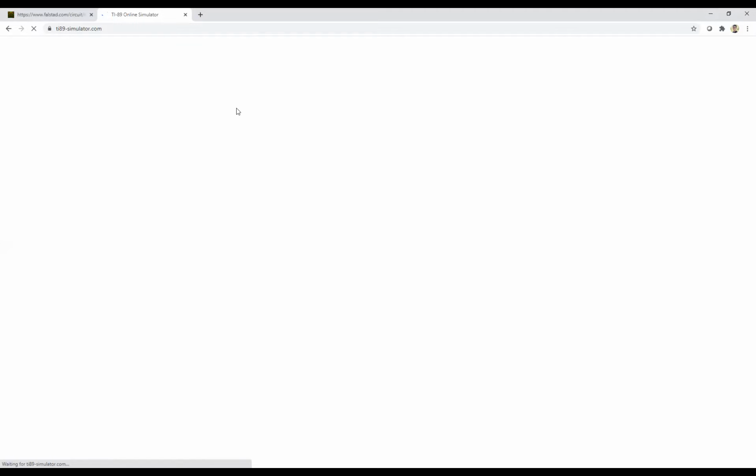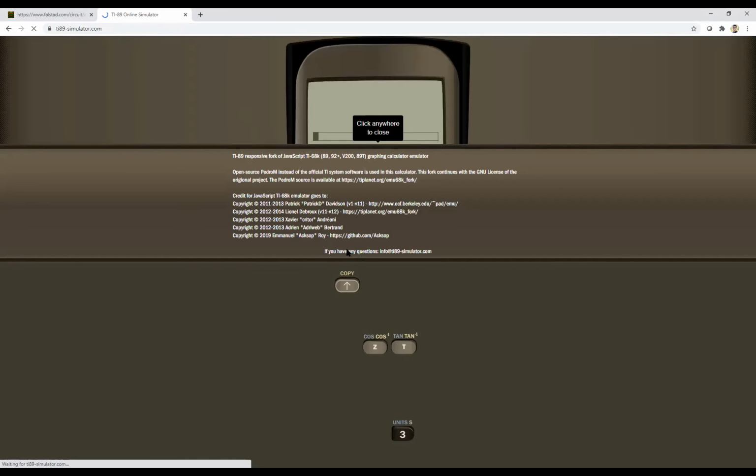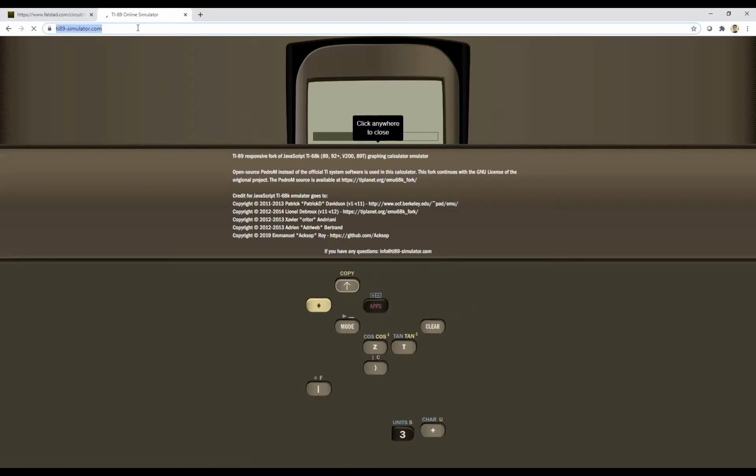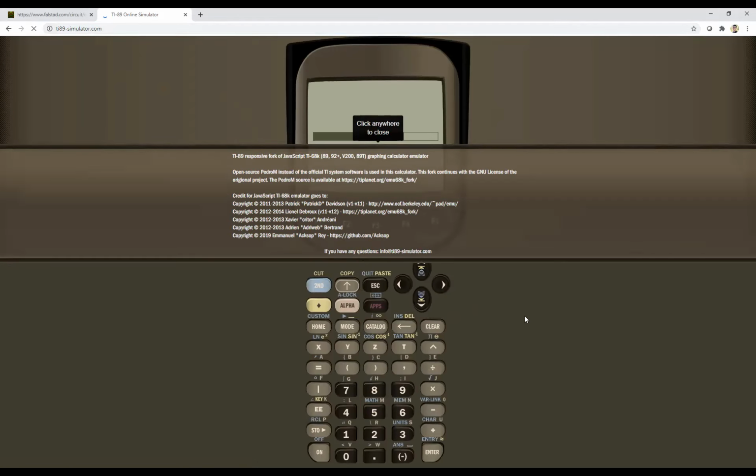So I'm going to share screen, and let's go back to here. All right. Let's see if this works. Okay, TI-89 graphing calculator. Good. Click anywhere to close. All right, does this work? TI-89 simulator. All right. Please work.